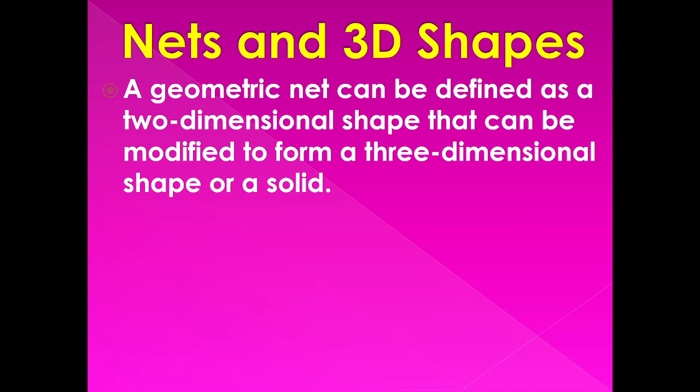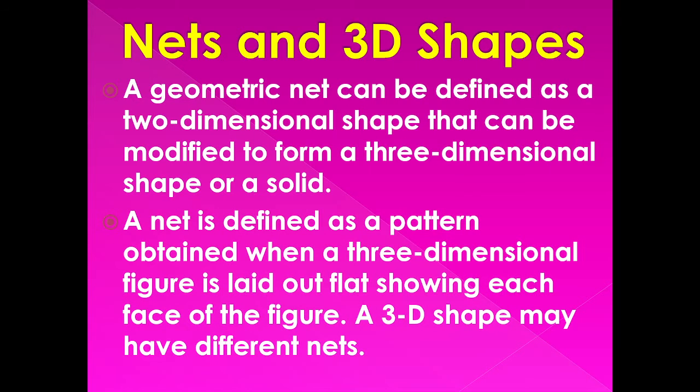Okay, let's have the definition. So, this is a geometric net, which can be defined as a two-dimensional shape that can be modified to form a three-dimensional shape or a solid. So nets, if you fold them, you can make a 3D shape. Sir, what does 3D shape mean? Those prisms, cylinders, cubes, rectangular prisms, pyramids, those are what we call 3D shapes, polyhedrons. If you make them two-dimensional, that is what we call nets. And if you join them together and fold them, you can form 3D shapes.